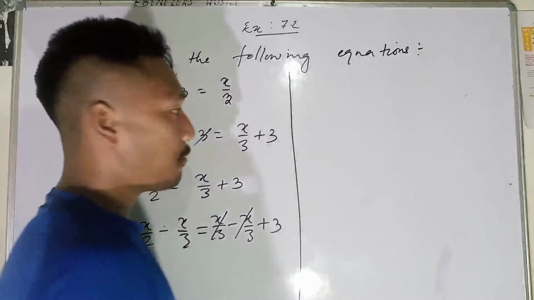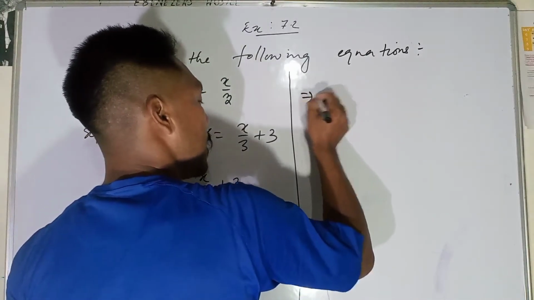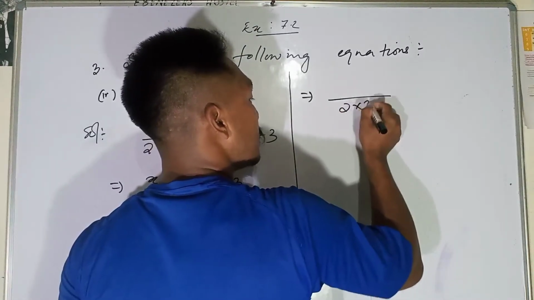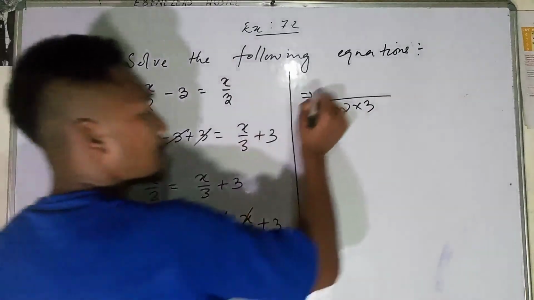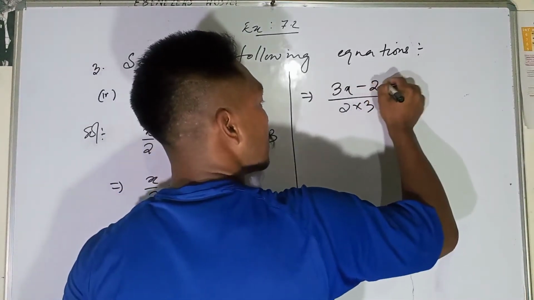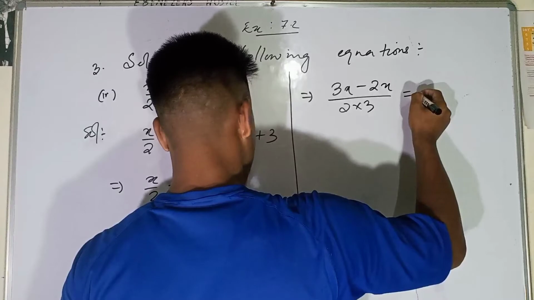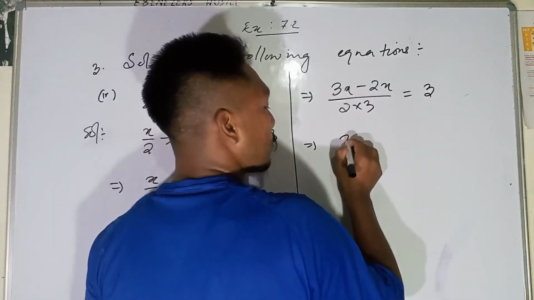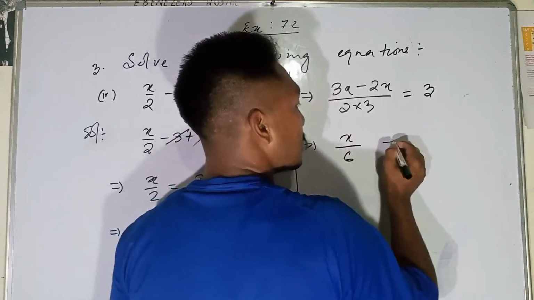Now, after which we will do here, I'll take the LCM on both sides. So our LCM will become 2 into 3. So 3 will multiply with x will become 3x. 2 will multiply with x will become minus 2x. Is equal to what? 3. So 3x minus 2x is 1, that is x, over 3 2s are 6, is equal to 3.